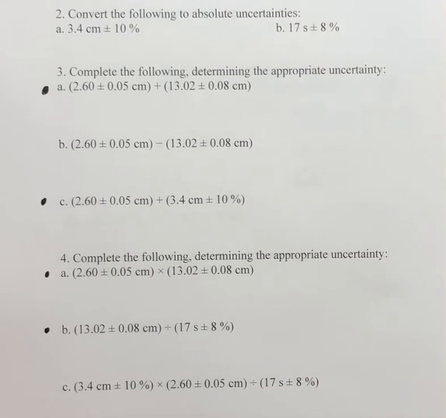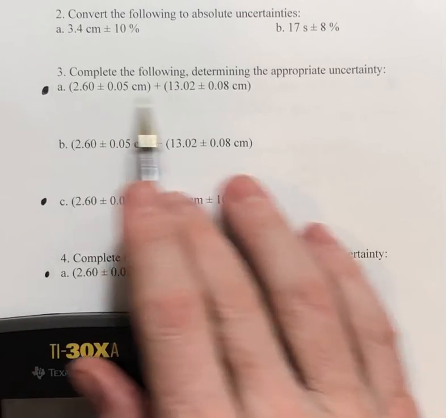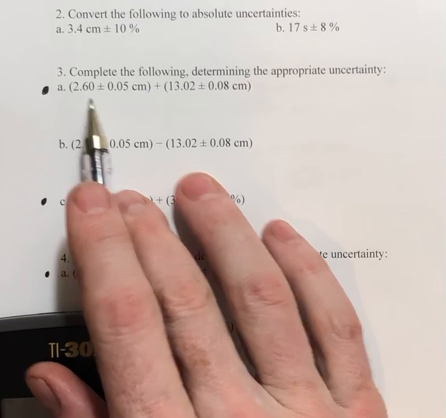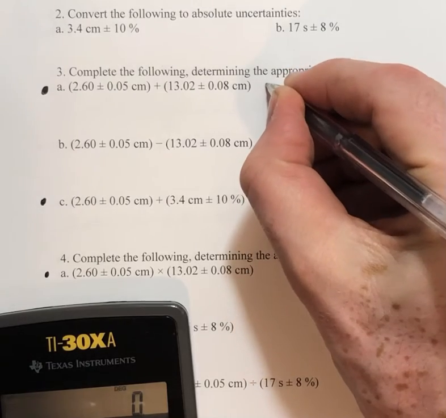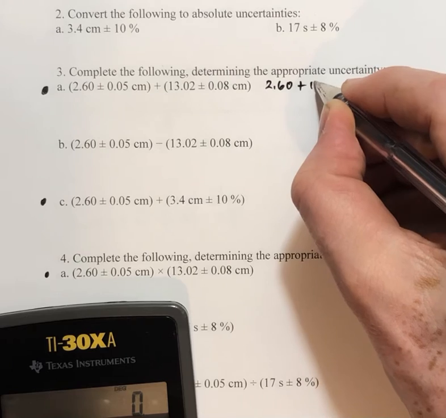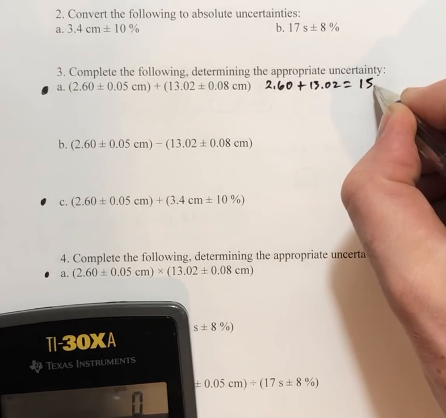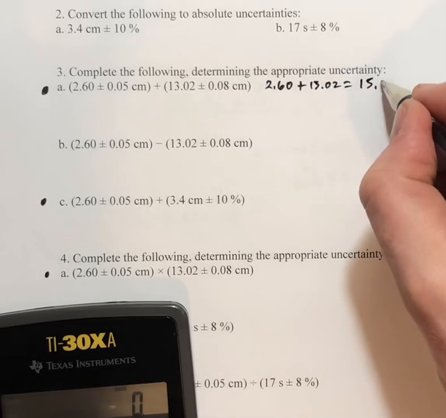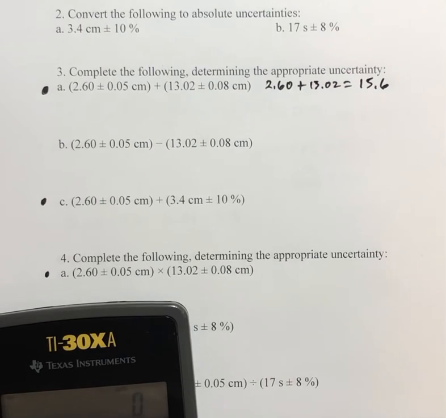So first thing I always try to do is to get the actual math done on the certain part of it. So let's add the 2.60 and the 13.02 together. It'd be easy enough, right? It would be 2.60 plus 13.02 is equal to 15.62, but we'll just say 15.6 because we only have three significant figures. Okay, so that's the first part we're going to have, and we're going to put that in our problem later after we figured out the uncertainty.